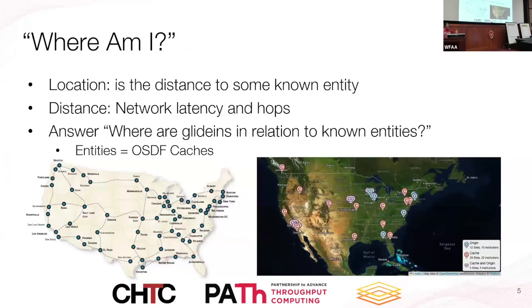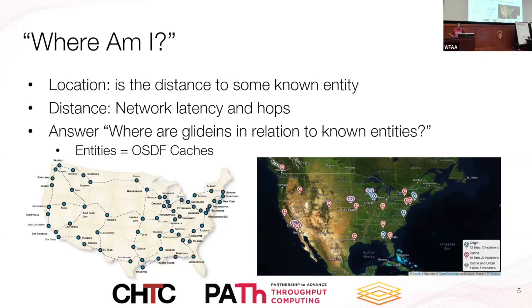It could be that. So for this problem, I've just discovered that latitude and longitude or an institutional owner is not enough to answer this where in the world am I question. To answer this question, I think I need to define 3 different things. The first thing is location. And for now, I've been defining it as the distance from a glidein to some known point or entity, rather than finding its absolute location. And with that, I also need to define what distance is.